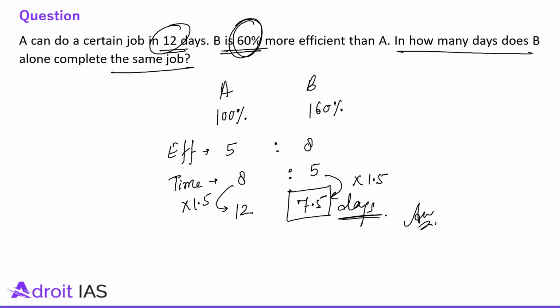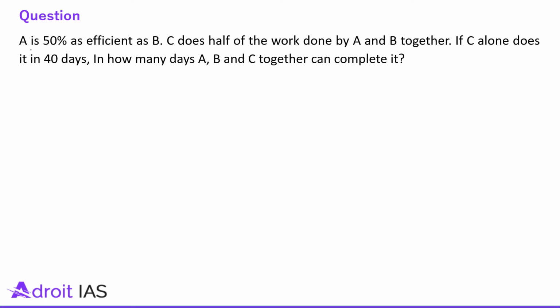Very simple questions, right? Friends, this approach is actually very simple. If you are using this approach, then the questions will be way easier for you, right? Okay, let's talk about the next question. The next question is saying A is 50% as efficient as B. C does half of the work done by A and B together. It means C is half as efficient as A and B together, right? If C does it in 40 days, in how many days can A, B, C together complete it?